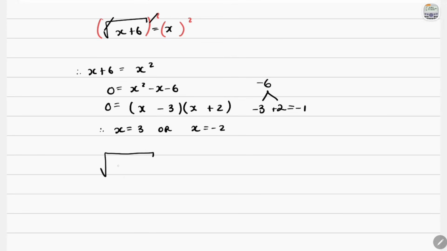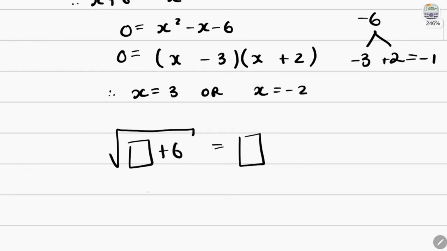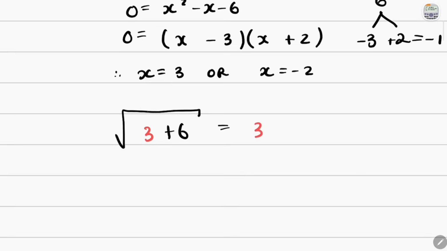You're going to take the original equation, where the square root of x plus 6 equals x. So in place of x, we're going to substitute these values to check if the left-hand side really is equal to the right-hand side. That's the whole point. Okay, so 3 and 3. Let's see if they will be equal. 3 plus 6 is 9. Square root of 9 is 3. And that is true. Okay, so we know that this is fine.